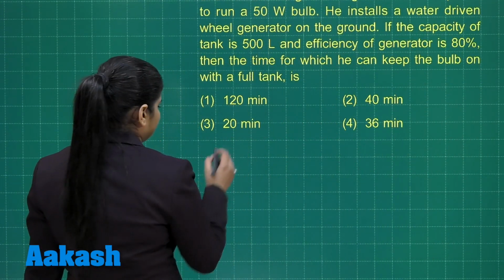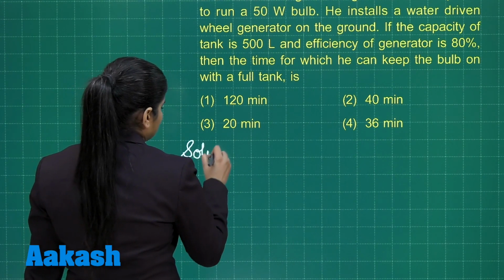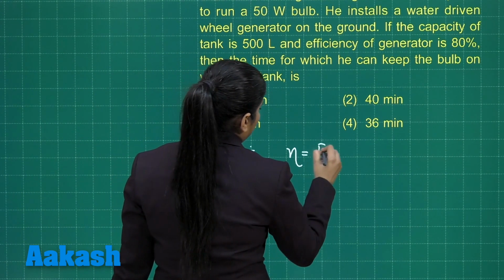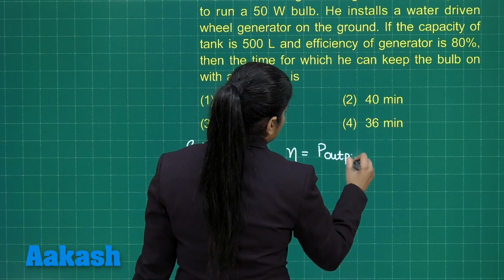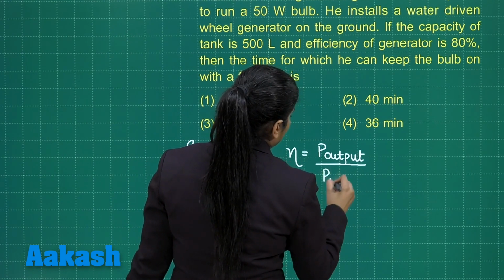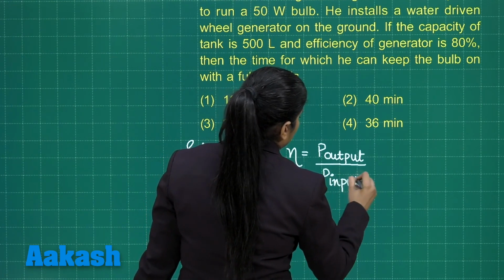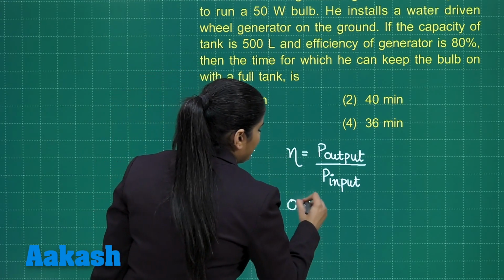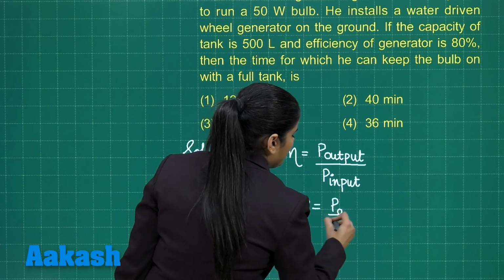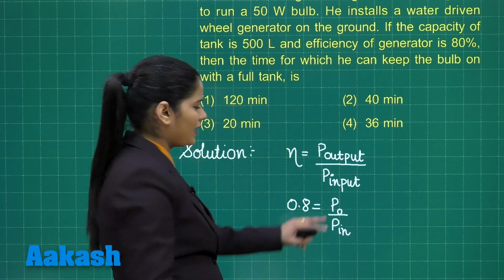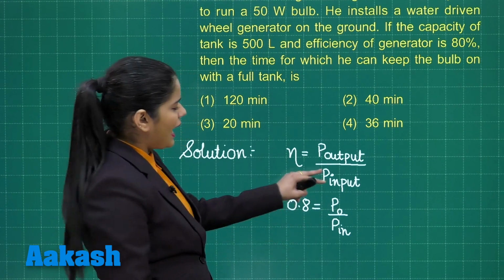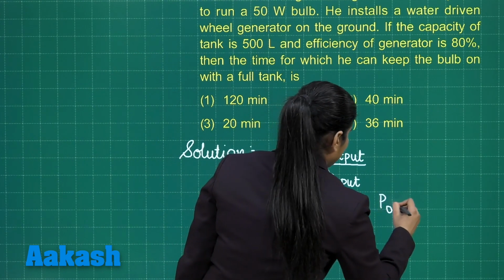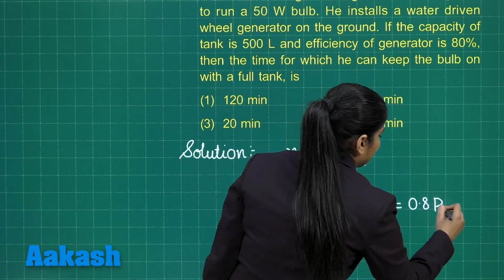See here, first of all, this efficiency is P output upon P input. Because this is 80%, which means 0.8, this will be 0.8 is equal to P out upon P input. I am writing this P output as PO and this is P input. Further, this P output will be equal to 0.8 of P input.